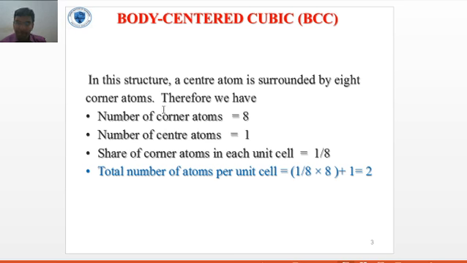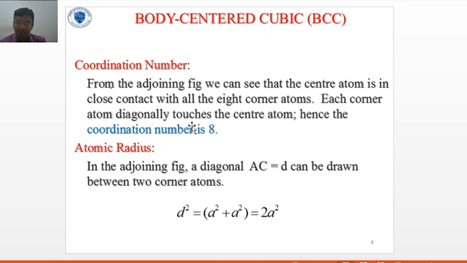So total number of corner atoms is 8. Number of center atoms is 1. Share of corner atom in each unit cell is 1/8. Total number of atoms per unit cell is 1/8 into 8 plus 1, equivalent to 2. Coordination number. The nearest neighbors for each atom or specimen atom is 8. So coordination number is 8.